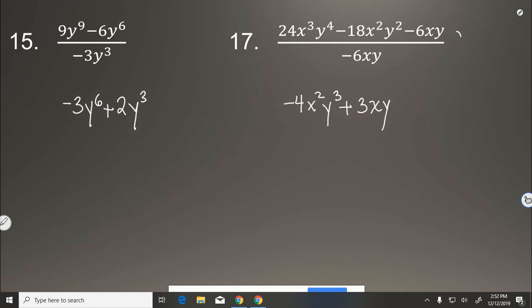And last, negative 6xy divided by negative 6xy. Well, remember, anything divided by itself is just 1, so we get plus 1. It doesn't cancel it out.